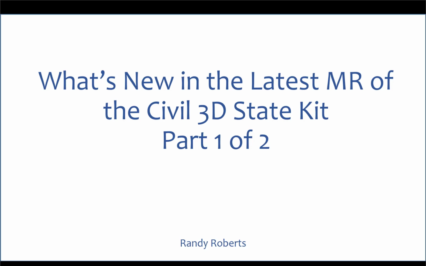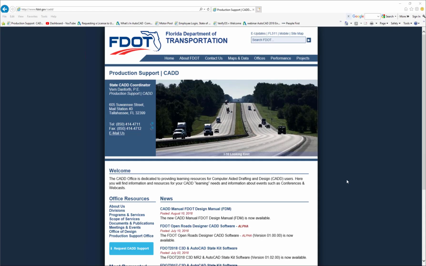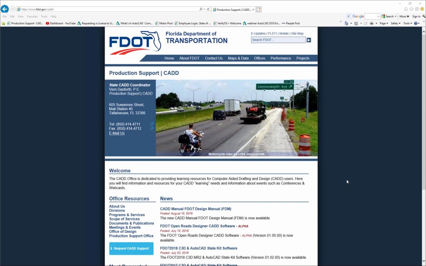What I'm going to be covering today is our CAD training guides, the Civil 3D training guides, a little bit of what's changed in the drainage with the drainage parts list and pay item tools, quantities, and one tidbit on the survey, something we discovered on that. First thing I want to go over is our CAD training guides and the location of where they are.